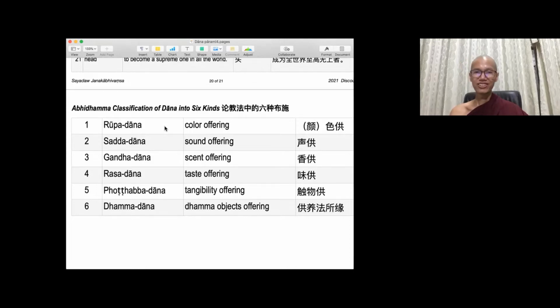So you can also make a wish in this way. You have light, we will donate light. We will donate color, like that. So, why did the Bodhisattva donate sound?